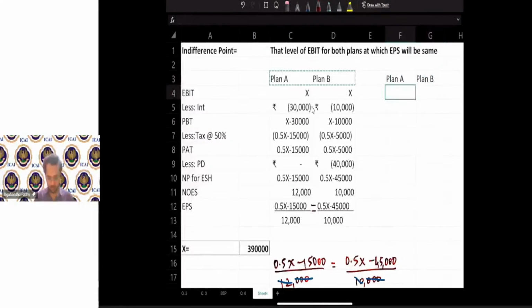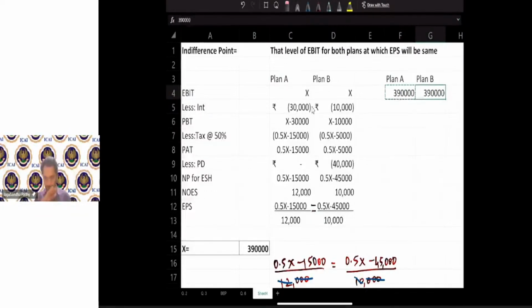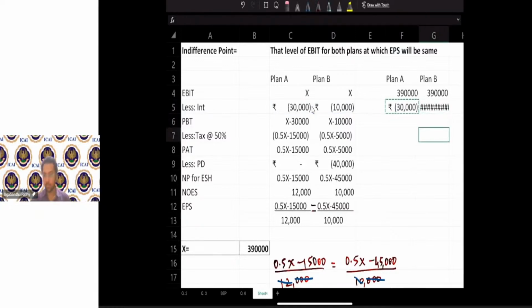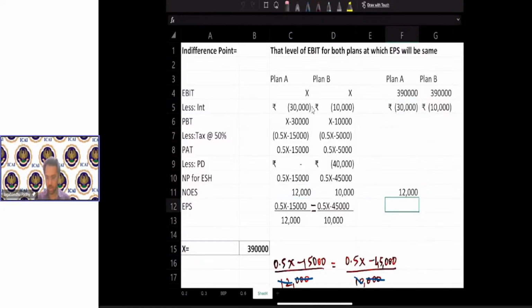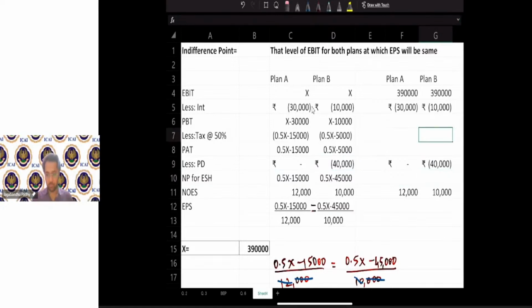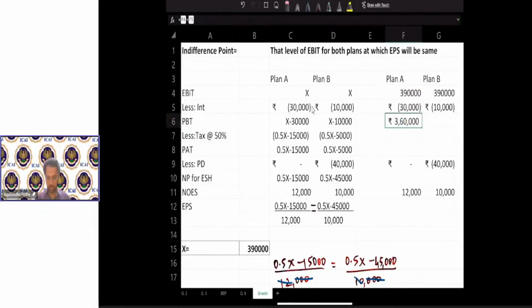If I take this 3,90,000, interest goes as interest and preference dividend is going to be the same. What is going to be different is even the number of shares are going to be the same. So preference dividend is also the same, and this is 40,000, right? So now profit before tax will be just EBIT less interest.